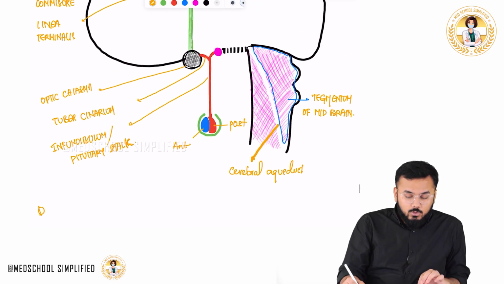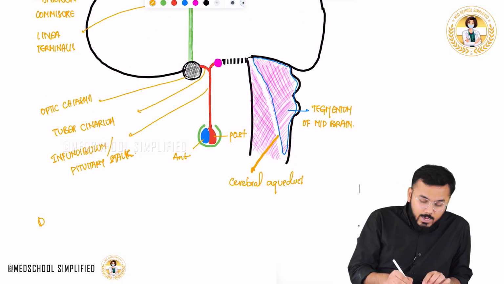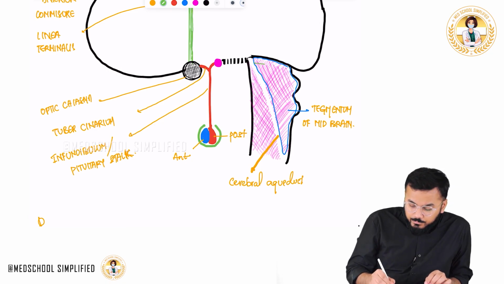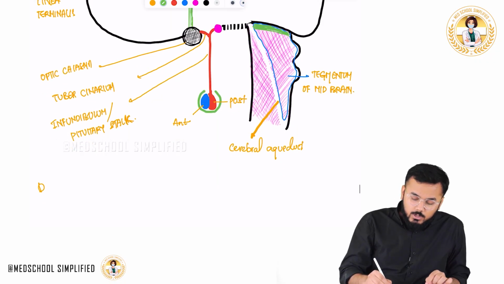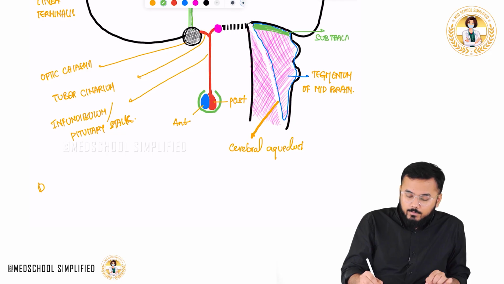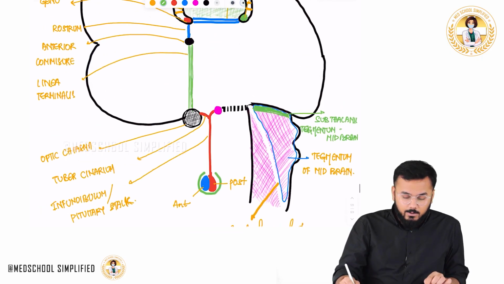Next important thing. Not only this tegmentum of your midbrain, but exactly here, you see this part which I am shading right now, this part is called the subthalamic tegmentum of the midbrain. So what is this region called? This region is called the subthalamic tegmentum of your midbrain.